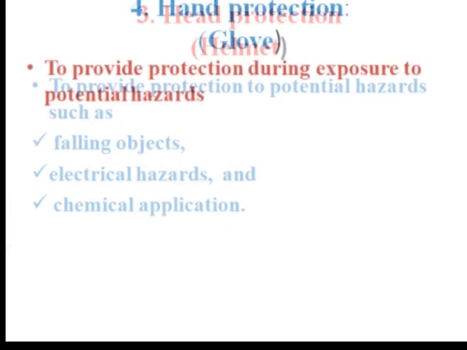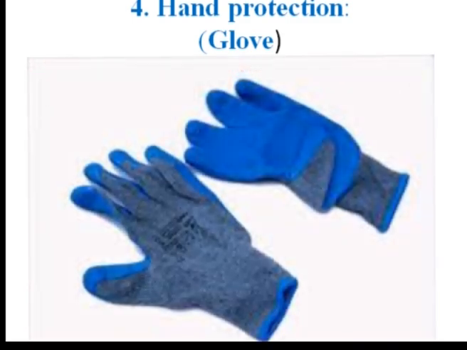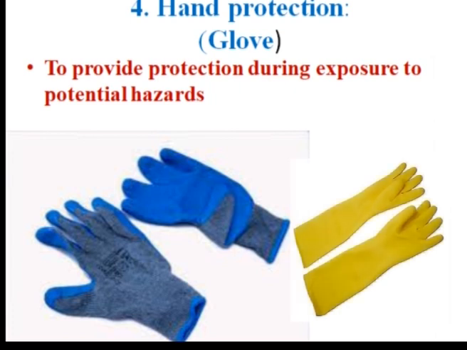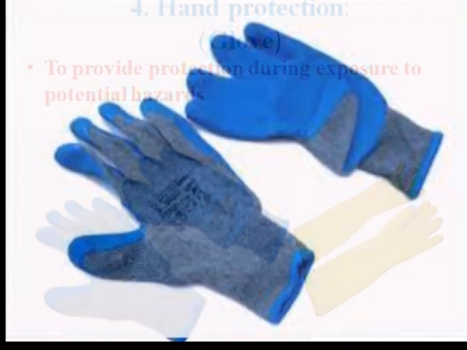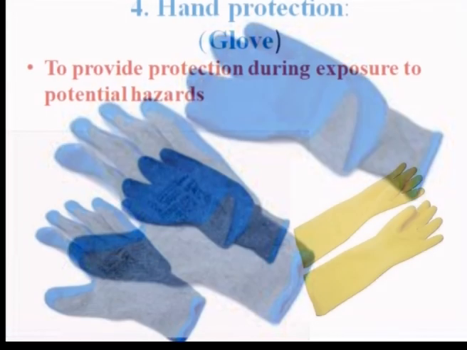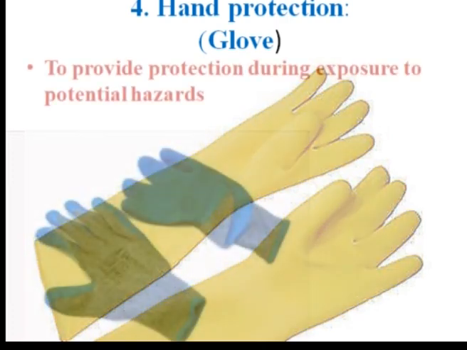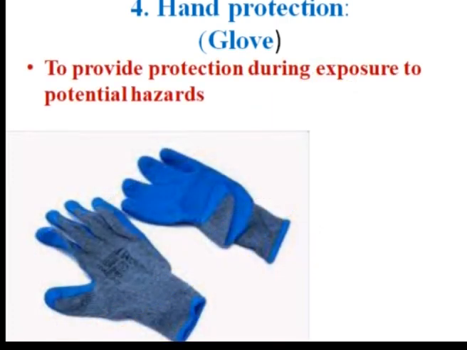The next type of PPE is hand protection, or we can say hand gloves. These gloves are important to provide protection during exposure to potential hazards such as sharp objects, abrasive surfaces, temperature extremes, and chemical contact. So we can protect our hands from such kinds of hazards. Selecting proper gloves is very important since the hands are used to handle hazardous material. In addition, traumatic injuries such as cuts, sprains, and punctures may occur.